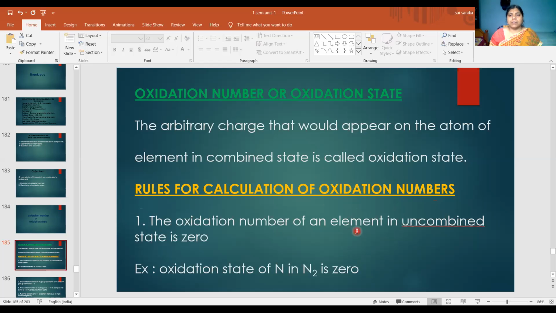The oxidation number of an element in uncombined state is 0. That means, for example, the oxidation state of N in N2 is 0. It means always in covalent molecules, the oxidation state of an atom is 0. The best example is the oxidation state of N in N2. That is a covalent molecule, so in all covalent molecules, the oxidation state of atoms is 0.